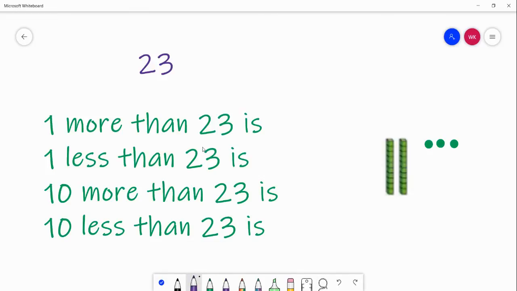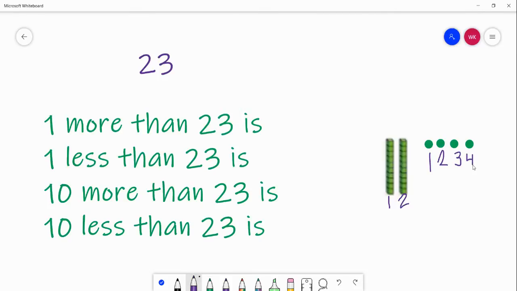We are going to go over this. So our number is 23. So we have 2 tens, and then we have 1, 2, 3 ones. All right, so 1 more than 23, I'm going to add 1 more ones cube. So now we have 4 ones.